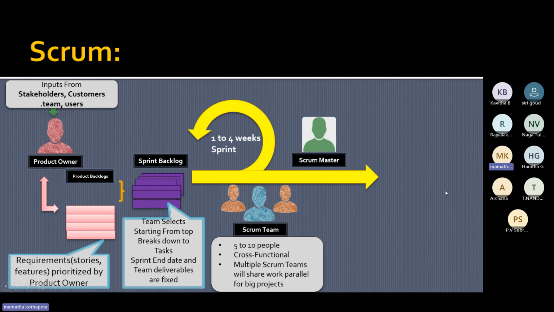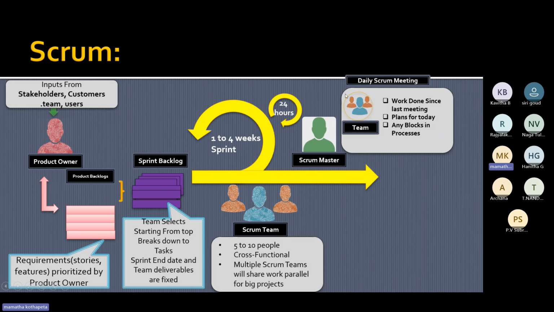Scrum Master comes into the picture. He manages the Scrum team. He manages the overall sprint, overall cycle. He conducts the daily Scrum, which has the agenda: what amount of work is done since the last meeting? Plans for today? Any blockers to progress further?